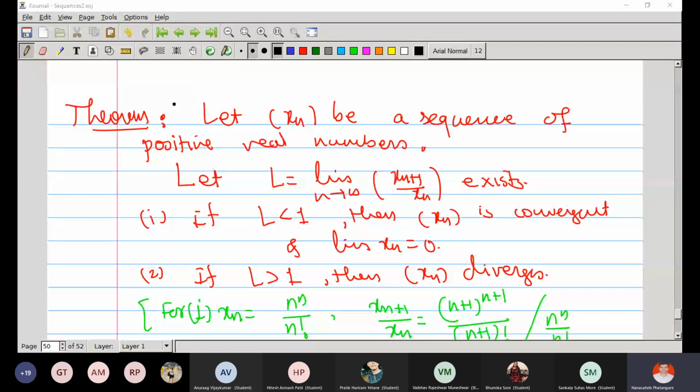Right, so if the limit of xn plus 1 upon xn is L, if L is less than 1, then the sequence xn converges to 0. And if L is greater than 1, xn is divergent. So provided xn is a sequence of strictly positive real numbers. And the first part we have already proved, correct?